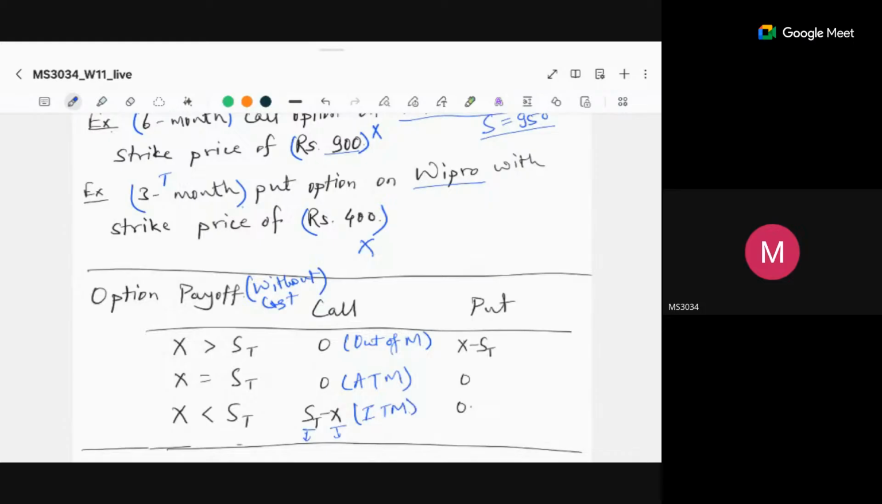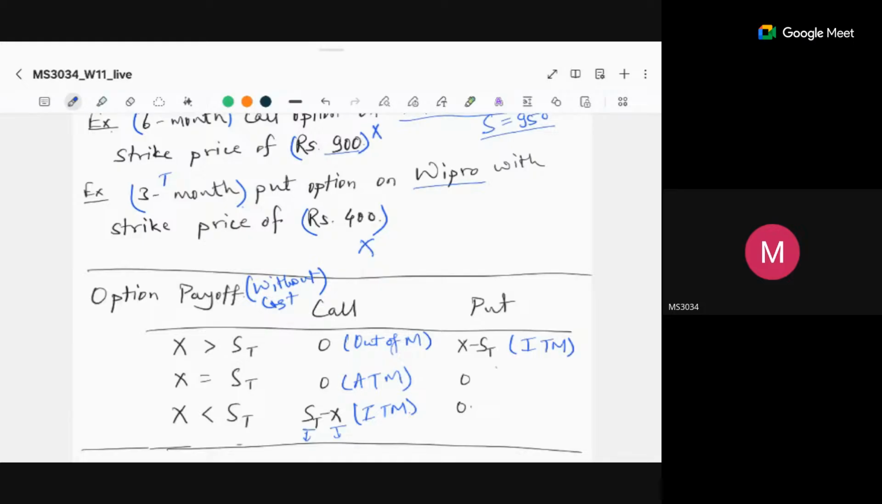A similar exercise if you do for the put option, all the values reverse. So a put option gives you the right to sell at a particular strike price. In that case, when my exercise price is higher than the stock price, my put option will be in the money. I would leave it to you to think about why this is in the money, and how you will get profit by exercising the put option.